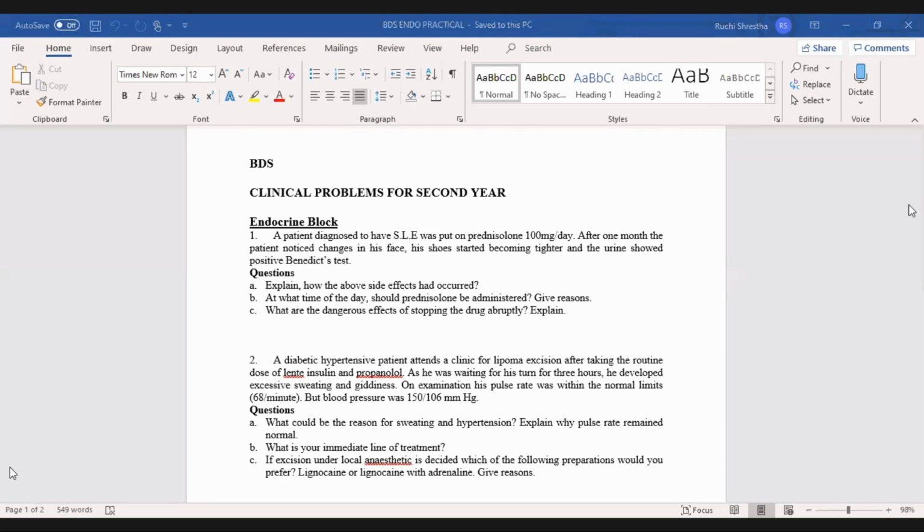So continuing with the clinical problem. I had a question. Suppose the patient is hypertensive, sympathetic. Can you repeat once again?